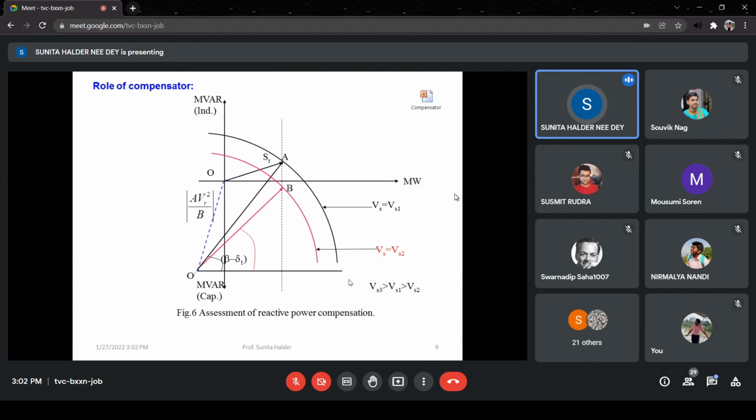So when voltage drops, obviously capacitive compensation will be required. This is shunt compensation, not series, because we are directly reducing the receiving end power.